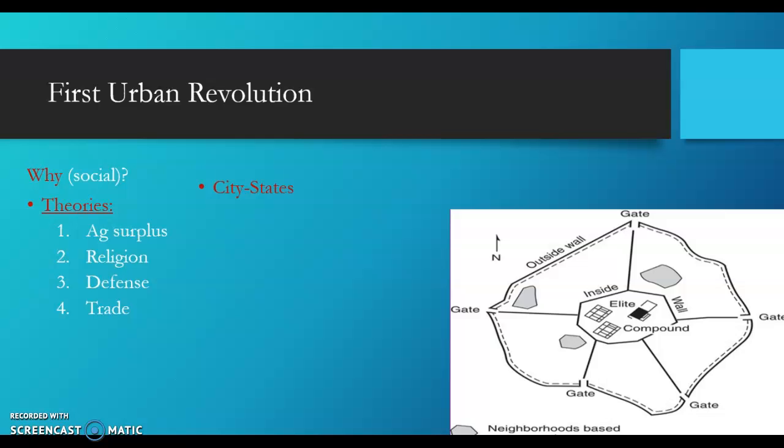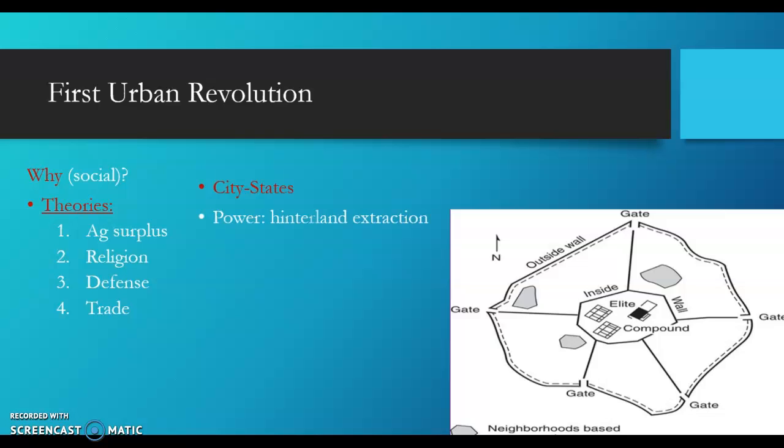Most of our city-states were walled to keep people out. People wanted to be in the city. So within the city, it held more prestige. The closer you are to the middle, the closer you are to an elite group. So individuals wanted to be within the city.